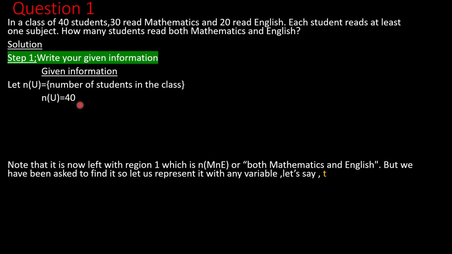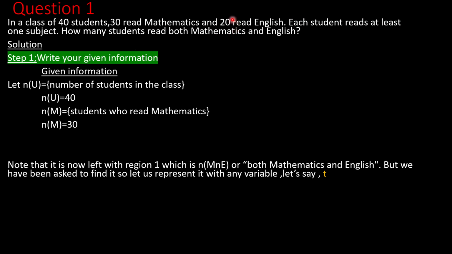Now let's come to the second clue. Number of m, where m represents mathematics, equals the number of students who read mathematics, and there are 30 students who read math. So the number of m will be equal to 30.